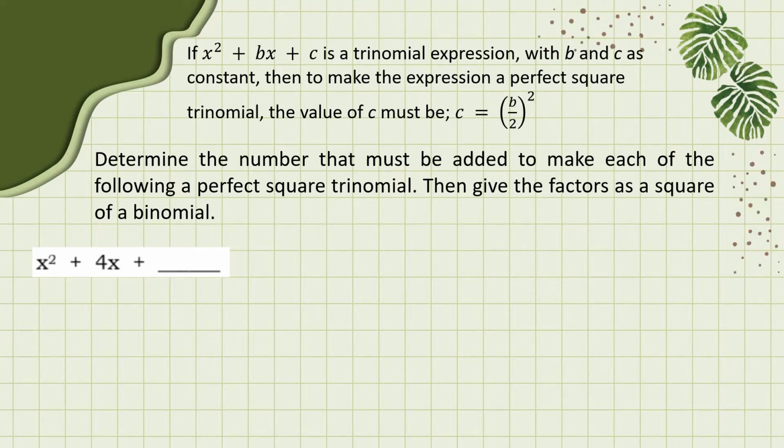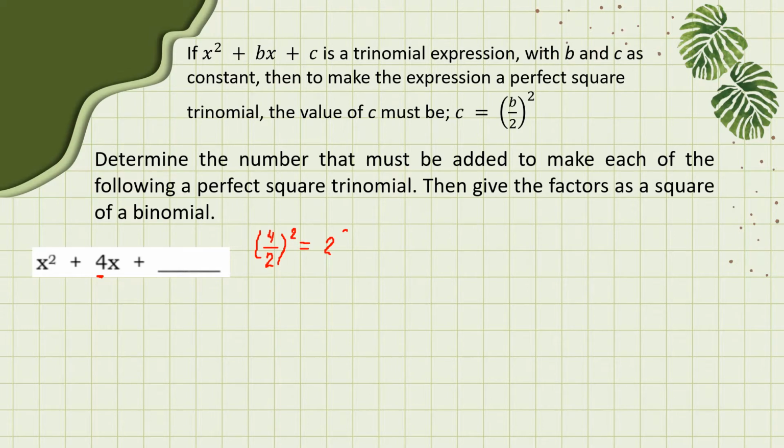So ito po, ang formula po natin, magiging b divided by 2 raised to the second power. So we need to identify the b value. Ang b value po natin dito ay 4, which is positive 4. So 4, i-divide po natin sa 2, and then i-square po natin. Okay, so 4 divided by 2, that is 2, and then square, and that is equal to 4. So what must be added here? That is equal to 4.